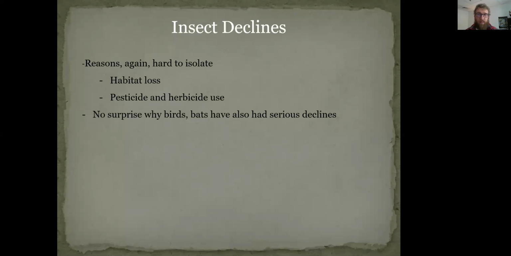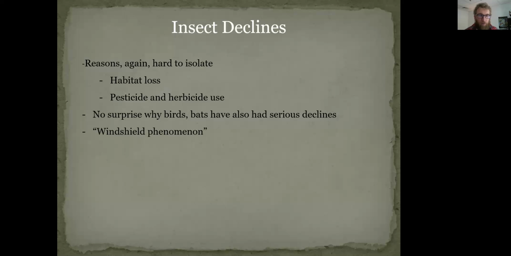And because of this, it's no surprise that birds, bats, and other animals have also had precipitous declines. I'm sure a lot of people have heard that a third of all birds have disappeared in the last 50 years. Habitat loss and other things are obviously to blame, but loss of food is really going to take out a lot of individuals as well.